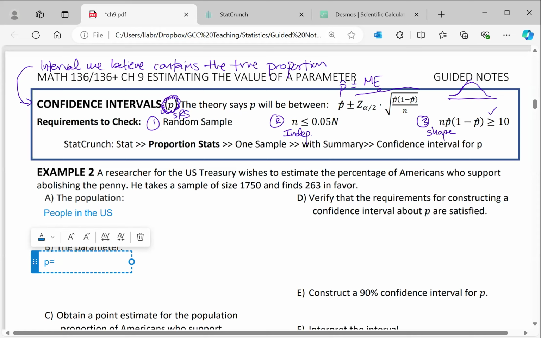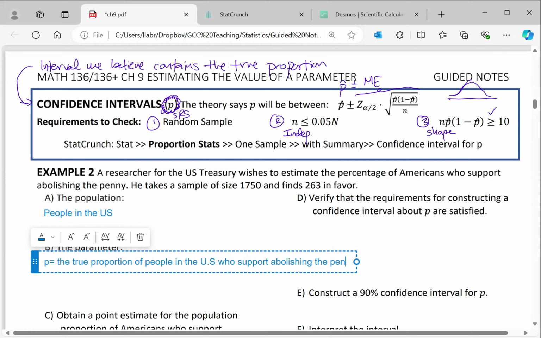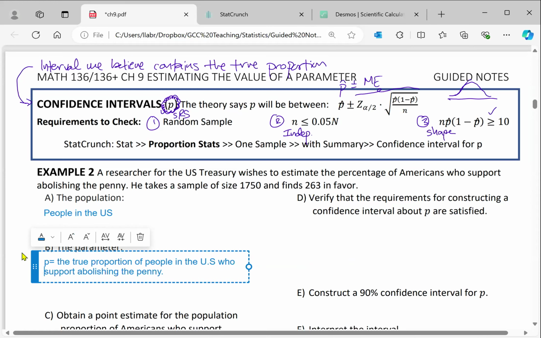The parameter is the value that I do not have, and that would be P, the population proportion. And so I'm just going to write P, which is equal to the true proportion of people in the US who support abolishing the penny. So in essence, this is chapter 1. This is what you were asked to complete in chapter 1. So hopefully this is making a lot of sense.